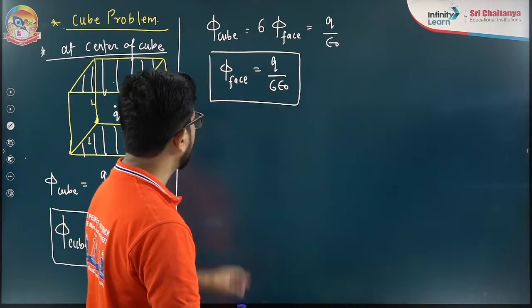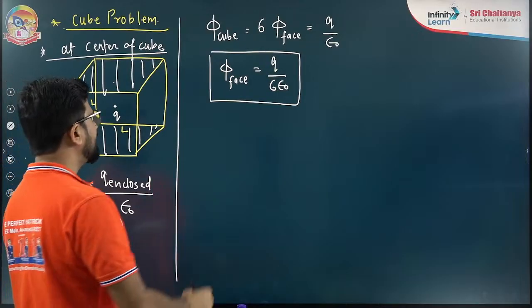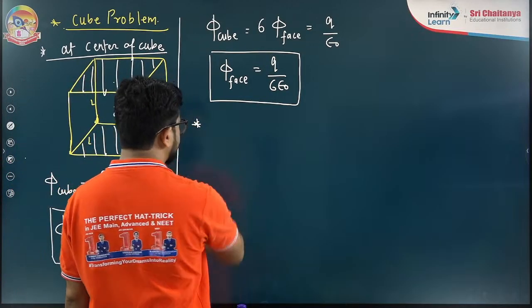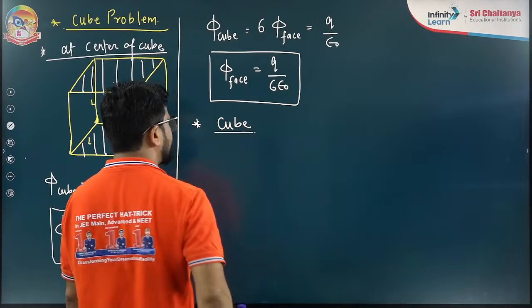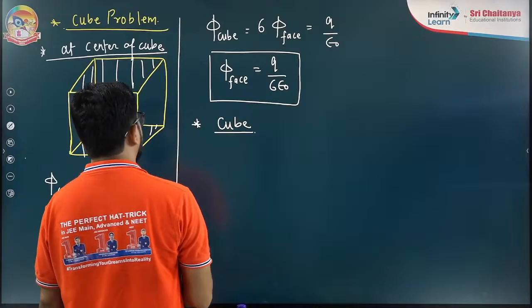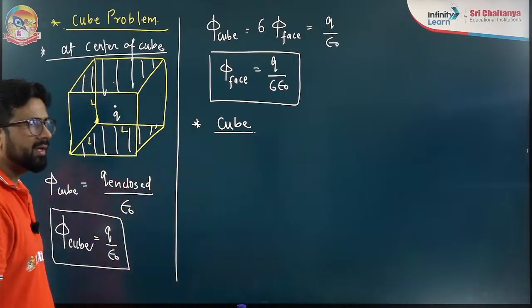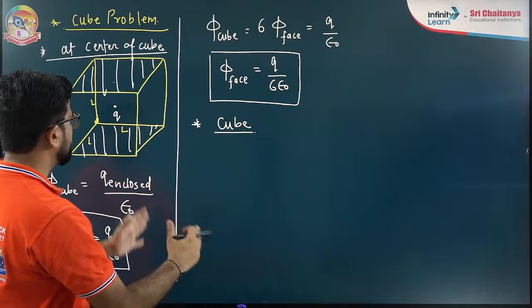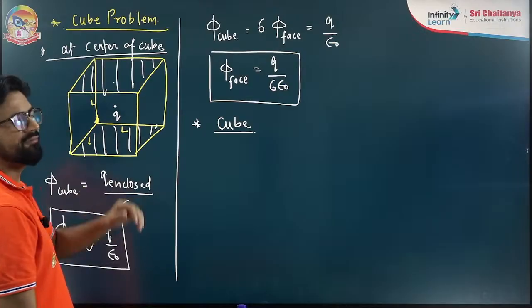Okay, now I am assuming this is clear to you. Now come to the next point. Suppose this is a charge q. In the second problem, the charge is placed at the, okay, Gayatri, very good beta. Now this is clear. I am talking about the charge placed at the face center.